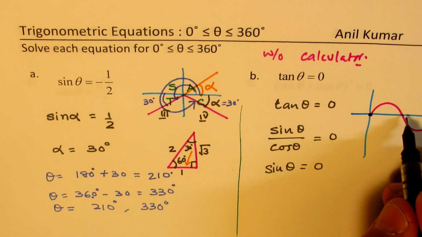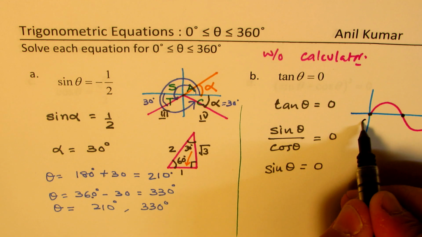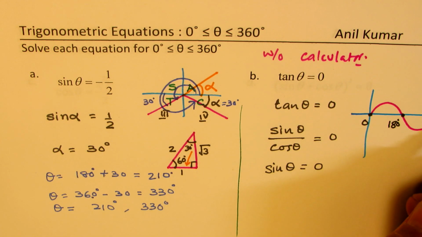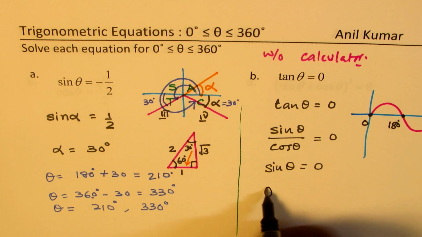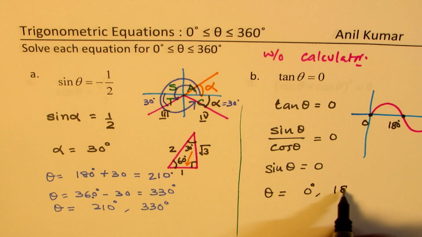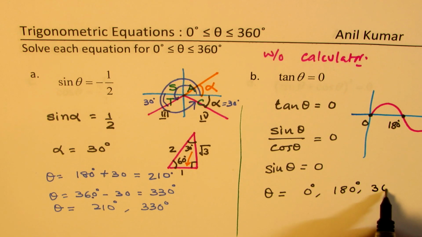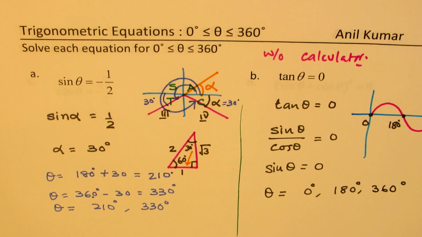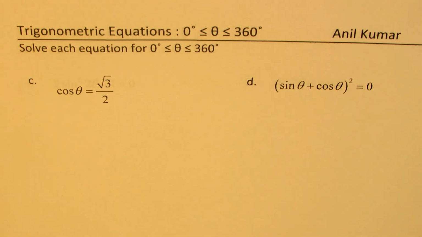So for 0, we know sine is 0 for 3 values. One is 0, the other one is at 180 degrees and then at 360 degrees. So we get the angle theta as equal to 0 degrees, 180 degrees and 360 degrees as our answer, right? Correct? Or you could also look into the tan graph, correct? Okay. Let's continue and see the solution for question number C.